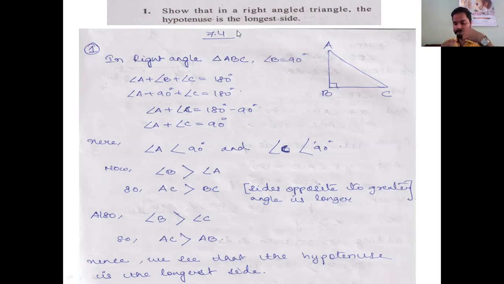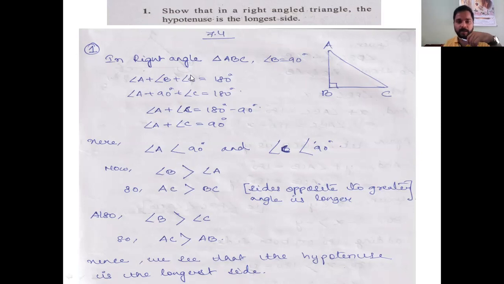Question number 1, you see, show that in a right angle triangle, the hypotenuse is the longest side. See, this is the hypotenuse. If you want to show that the hypotenuse is the longest side, then what do you have to do? You have to show that angle B is greater than angle A and angle C. If angle B is the greatest among all the three angles, then obviously its opposite side is AC. So AC will be greater. So we will find out now.